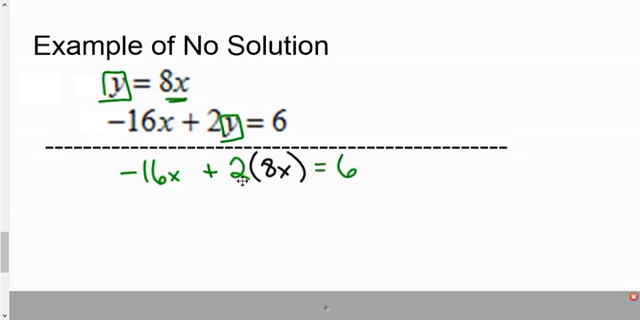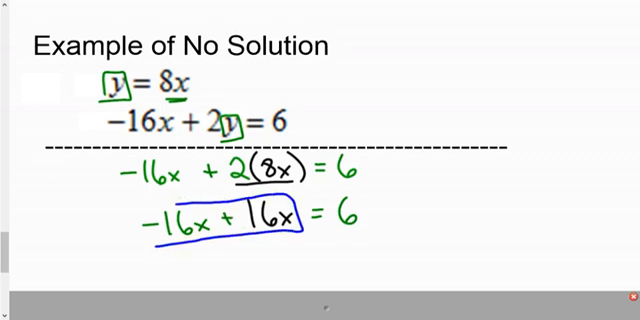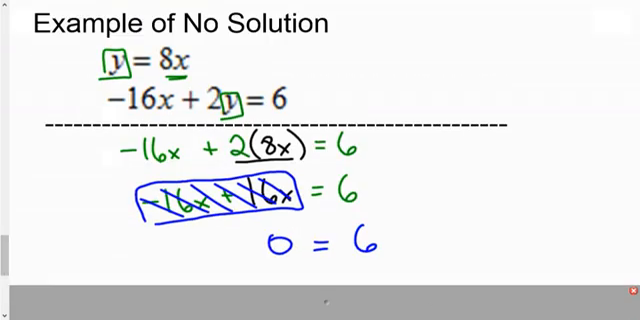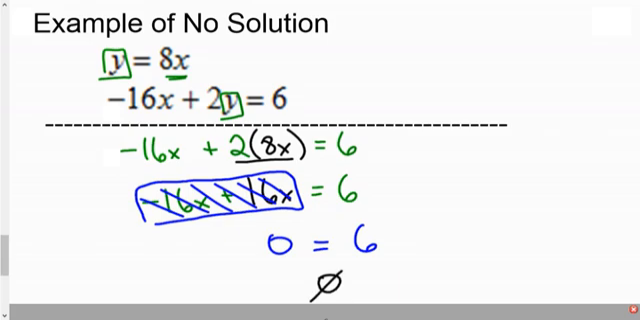Now, we need to go ahead and multiply these together. This will be 16x. And it's right here where you start to get an idea that something is just different. -16x plus 16x is 0. I mean, there is nothing there. If there's nothing there, we put a 0. Does 0 equal 6? Nope. So that is why we would say there is no solution, because that is not a true statement.